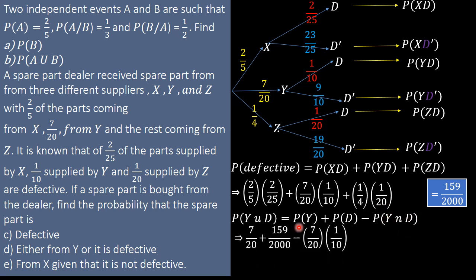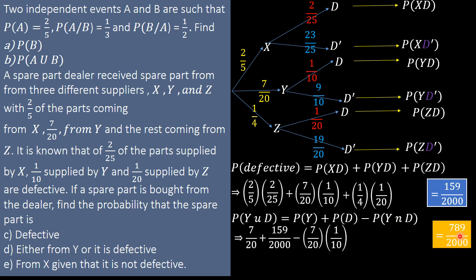So guys, plug in everything. We are going to have the probability of the part coming from Y, which is 7 over 20. That is this here, guys, 7 over 20. Plus now, guys, the probability of having a defective part is 159 over 2000. Okay, it talks about having a defective part in general, not that it is from Y. The one that is talking about only from Y is the second one. Okay, this is it here. This is the one that comes from Y. This is it, guys. As you can see, 1 over 10. Great. So friends, simplifying everything, we are going to have our answer to be 789 over 2000.